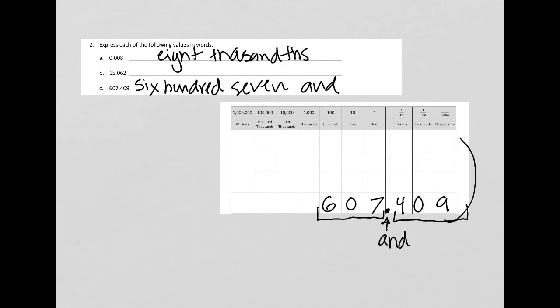And it's in the thousandths place. So we're going to read it as 409 thousandths. Whatever place your last digit ends in is what you're going to call it. So we're going to call it 409 thousandths. So we have 607 and 409 thousandths. So you treated them as two different numbers. So that's going from decimals to words.